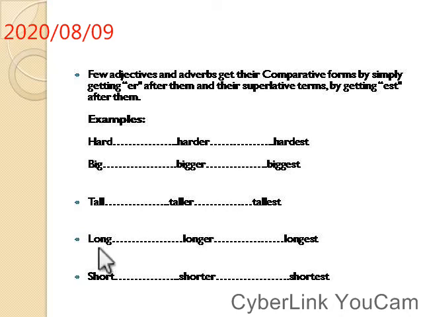For example, we are talking about the length of a river. The Nile is a river. So we'll write one sentence. We'll begin from the superlative degree. The Nile is the longest river in the world. Okay. The Nile is the longest river in the world.